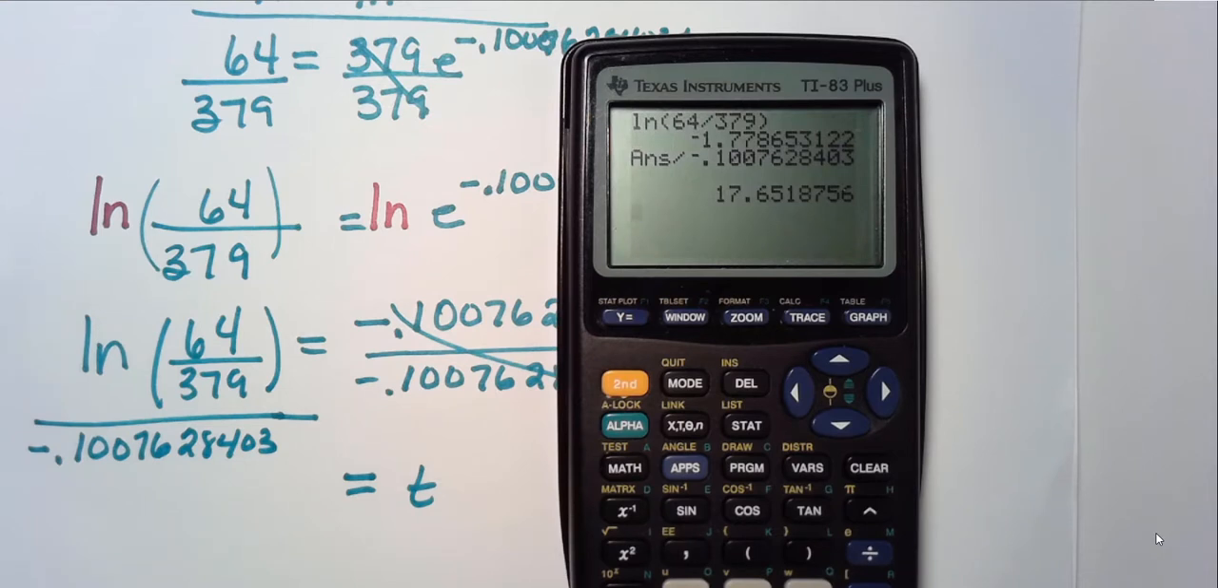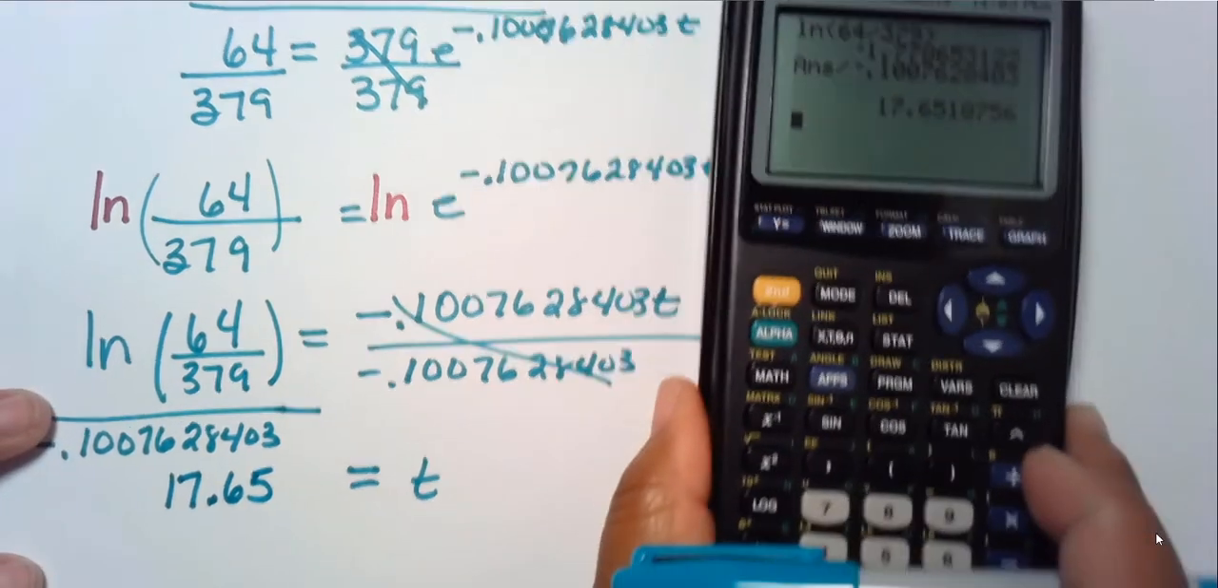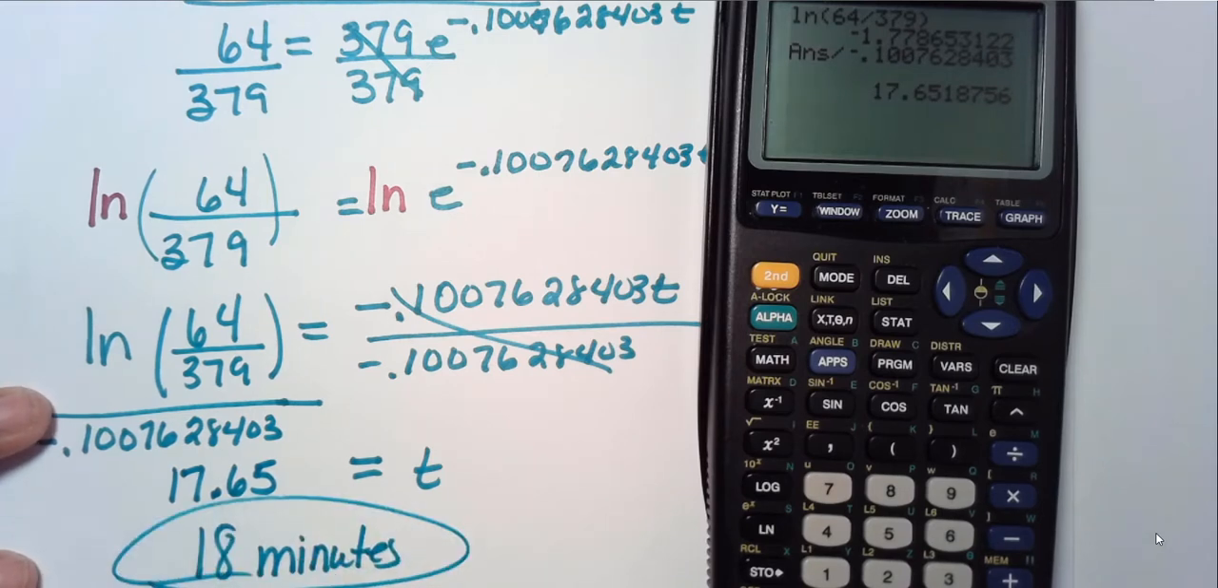So here we have 17.65. We want to round to the nearest minute, and the nearest minute will be 18 minutes. There we go. That is part A.